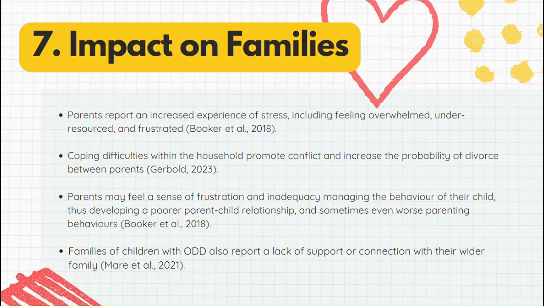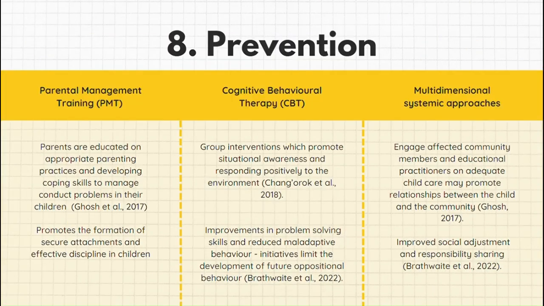So the impact on families is quite significant, with parents reporting an increased experience of stress and feeling overwhelmed. And these difficulties in coping with children with ODD actually encourages things like divorce due to interparental conflict. Parents often feel frustrated and also feel isolated from their wider family as the greater family withdraws from the child with ODD. So there are multiple prevention strategies that have been found to be effective when talking about ODD.